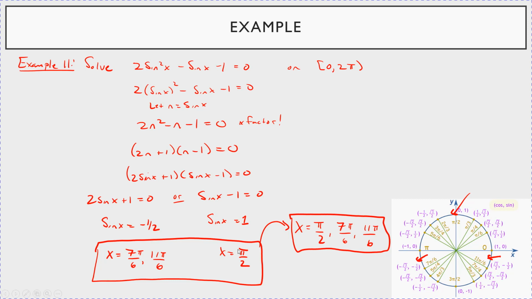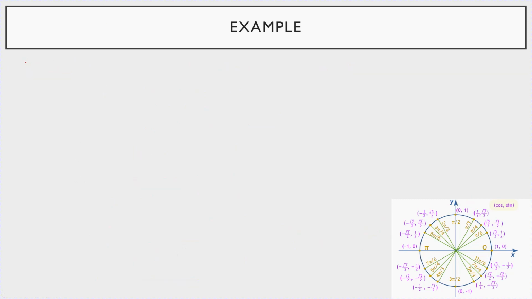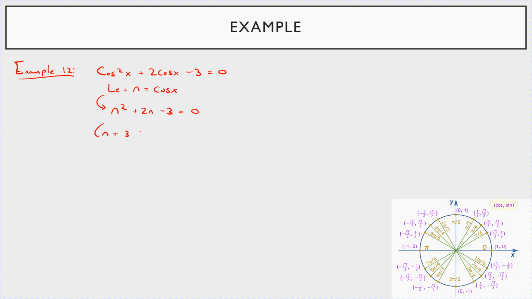All right, let's do another one here. This one's fun. This one's interesting. Let's solve cosine squared x plus 2 cosine of x minus 3 is equal to 0. Again, if it helps to see it, just do what I did before. Let n be equal to cosine of x. Then this becomes n squared plus 2n minus 3 is equal to 0. And what would this factor as? This would factor as n plus 3 times n minus 1 is equal to 0.